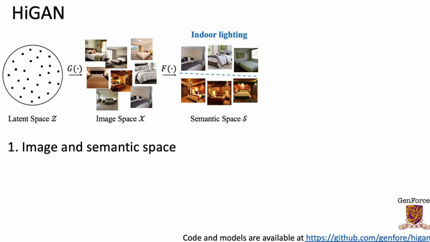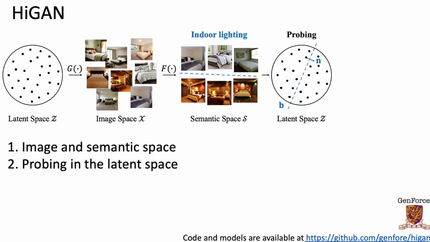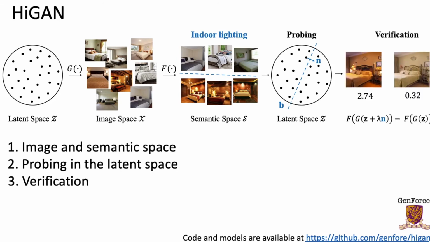The first one is to build the image and semantic spaces via the generative models and off-the-shelf classifiers. The boundaries of semantics are identified by probing in the latent space. Finally, verification allows us to quantify the causality between activations and semantics.